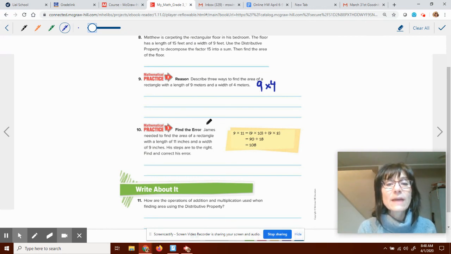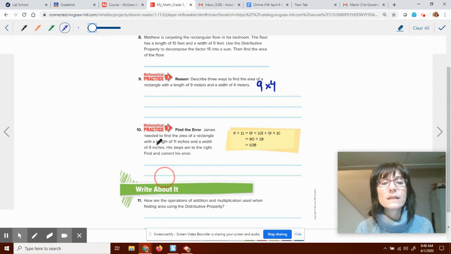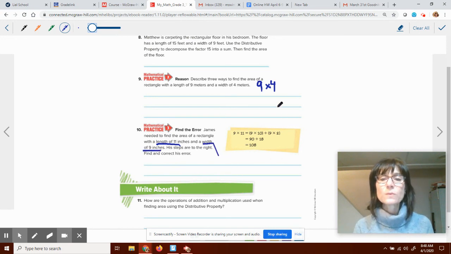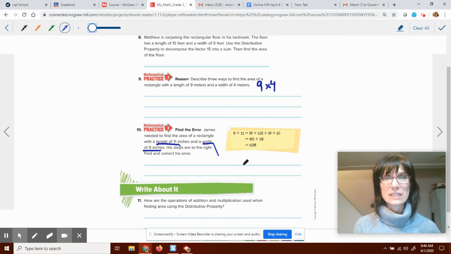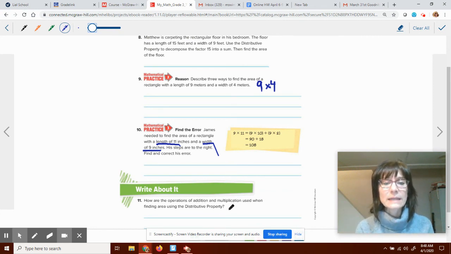Down below, we have James. James needed to find the area of a rectangle with a length of 11 and a width of 9. His steps are to the right, so this is what he chose to do. Find his error. Well, it's pretty easy. Kept the 9 the same, and then he had 9 times 11, but I see a 10 and a 2. Share with me what did he do wrong there? You're the teachers. How are the operations of addition and multiplication used when finding area? Go ahead, tell me a little bit about that.